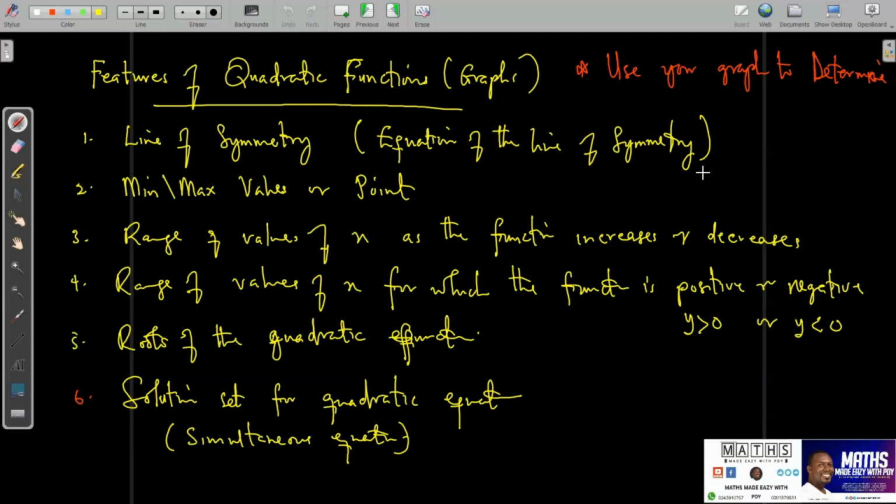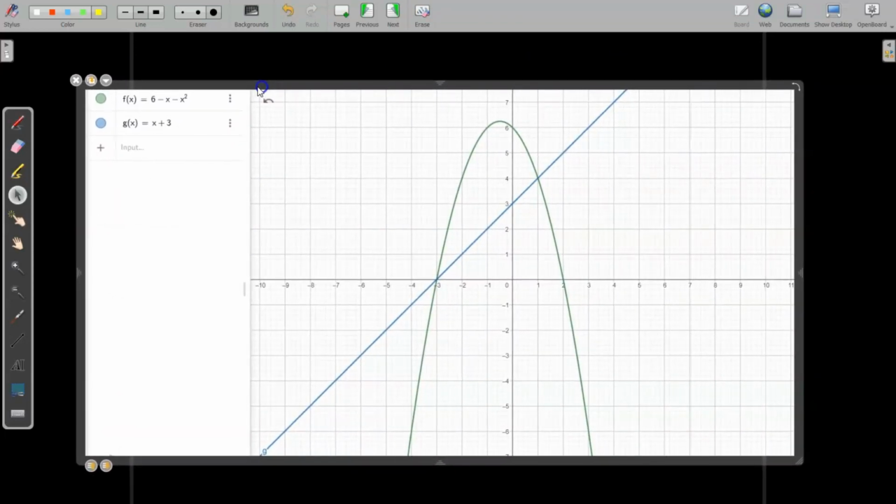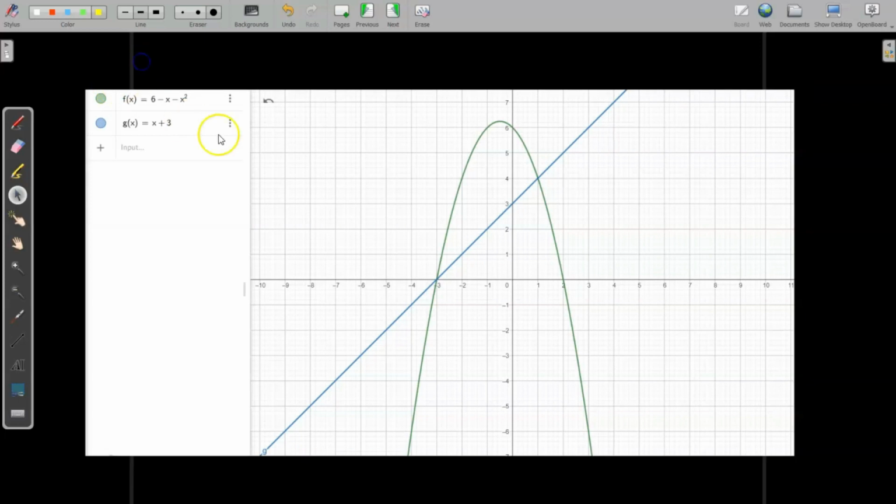My people, are we all ready to learn all these features of quadratic functions? Are we all ready, please? Okay. So since we are ready, then let's take them one after the other.